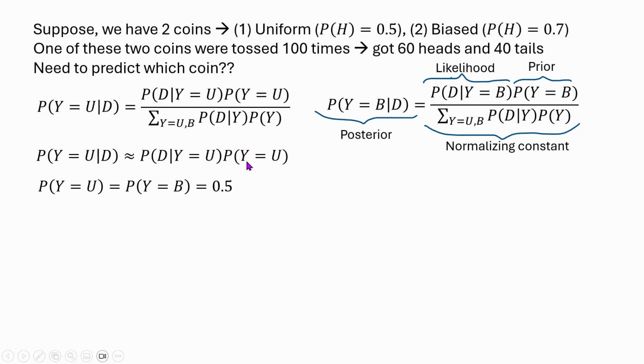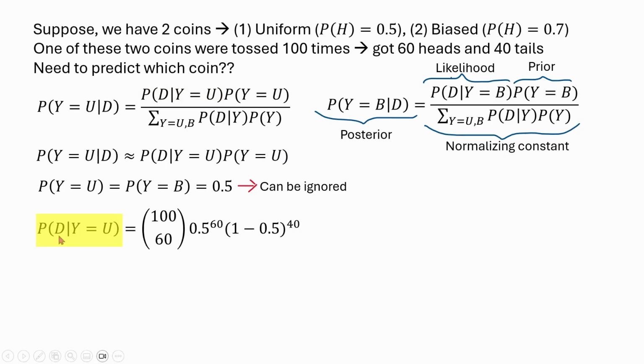So the most important thing that we want to discuss now is the likelihood, right? The likelihood is the probability of D given Y equal to B or Y equal to U, basically right here. Okay, so probability of D given Y equal to U, what does that mean? That means that, suppose your coin is uniform, in that case, what is the probability of the data being generated? So what is the data? The data was this: getting 60 heads and 40 tails.